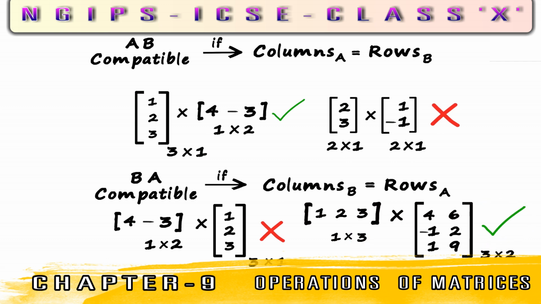Hold on, some of you might be thinking that writing the orders is a waste of time and that just finding whether the number of columns in the first matrix is equal to the number of rows in the second matrix is enough. But there is a reason why writing the orders helps us.